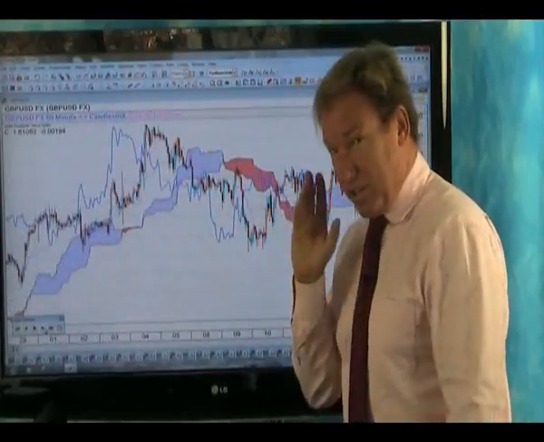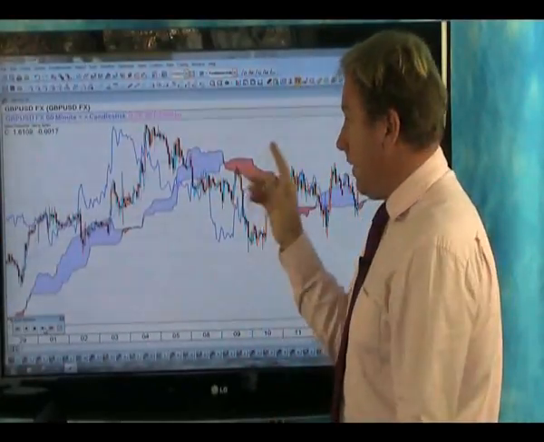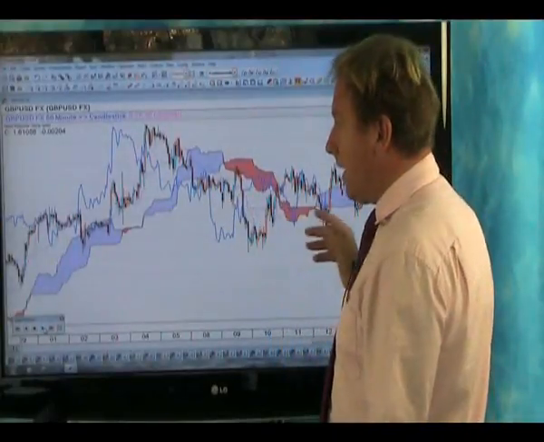And remember, this chart is changing quickly. It's a euro-dollar. It's very liquid. The 1-minute targets will come in as the week progresses.